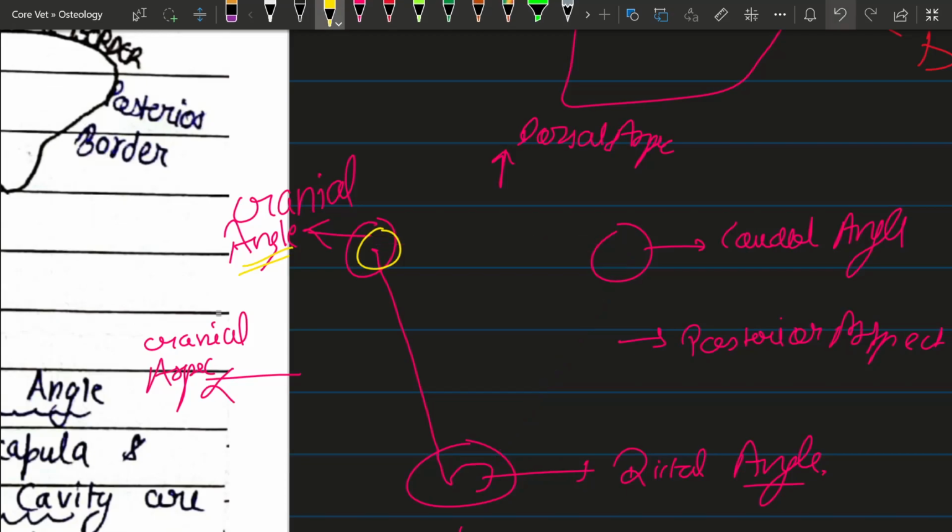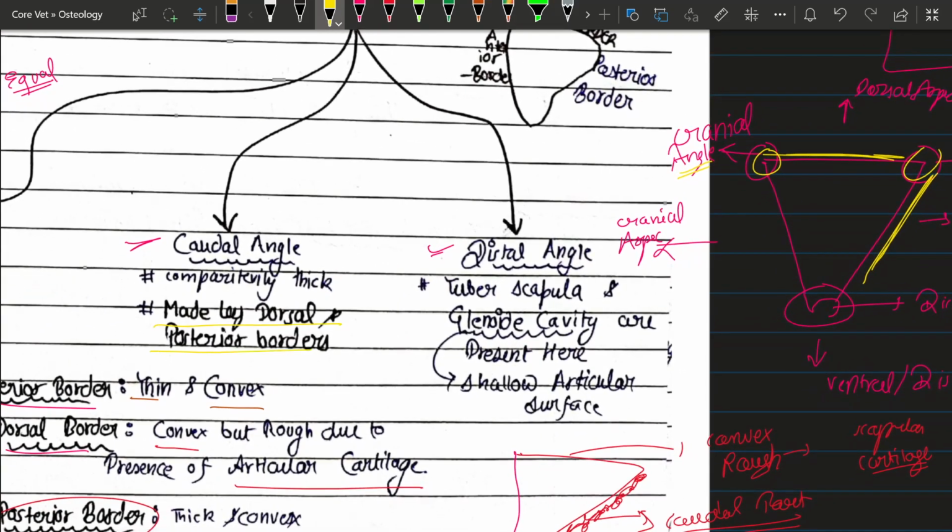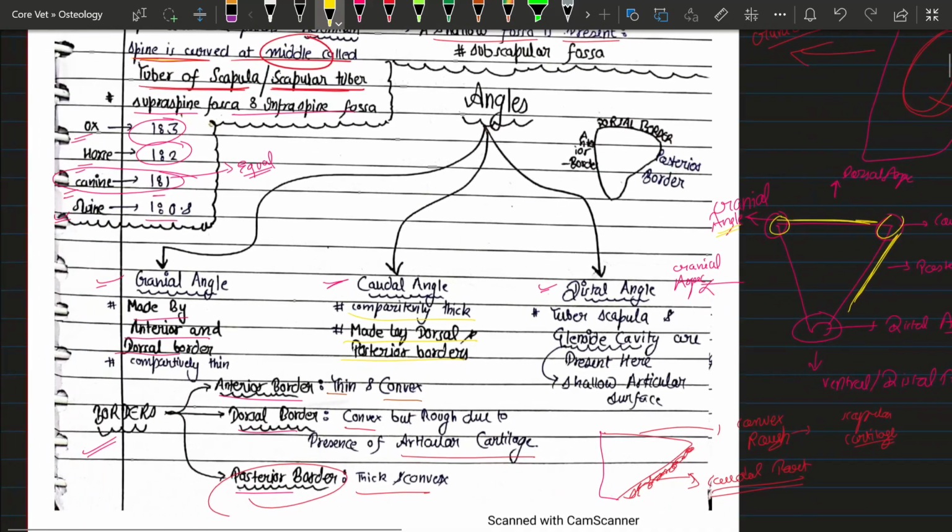Now the dorsal border and the posterior border lead to formation of the caudal angle, right? It is made by the dorsal and the posterior border, and it is comparatively thick and comparatively thin.